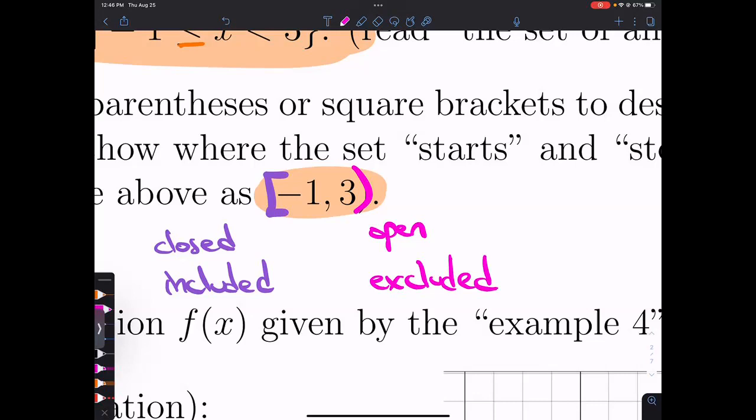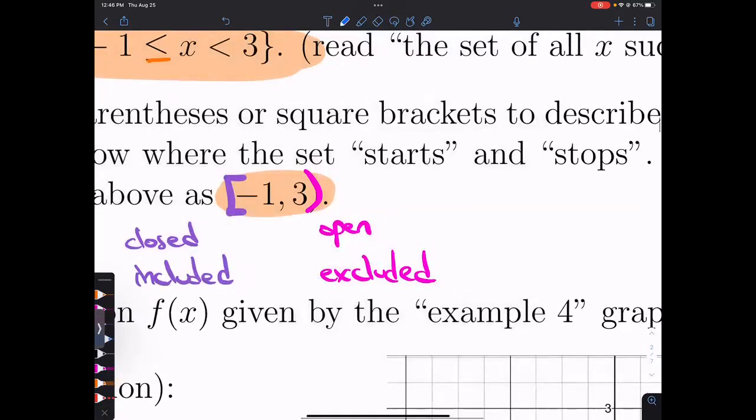So there's a couple things there. One is that you're reading it left to right. So smaller thing to bigger thing, right? So you would never write something like 3 comma -1, because that's not the way that we order things, right? We order things the other way around. So there's that part of it.